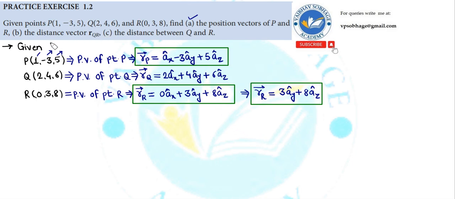Now we will move on to the second part of the numerical, where we have to find the distance vector RQR. Sorry, this one. The distance vector RQR.